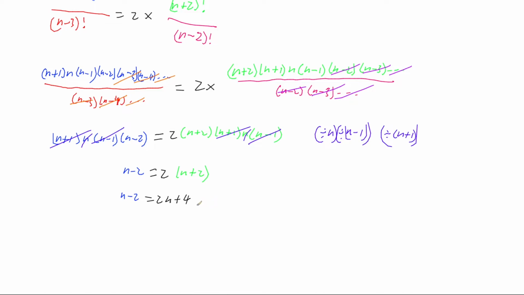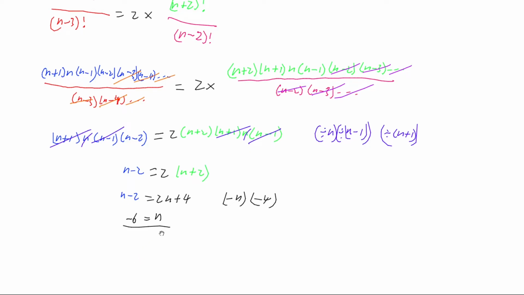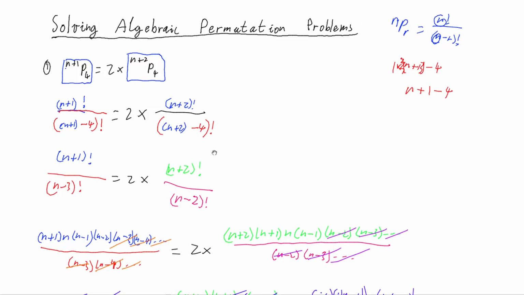And then what we will do, we can subtract an n from both sides, and we'll subtract a 4 from both sides. And then that's going to give us a negative 6 on the left and an n on the right. So for this one, n equals negative 6 will make it work for n plus 1 P 4 equals 2 times n plus 2 P 4.